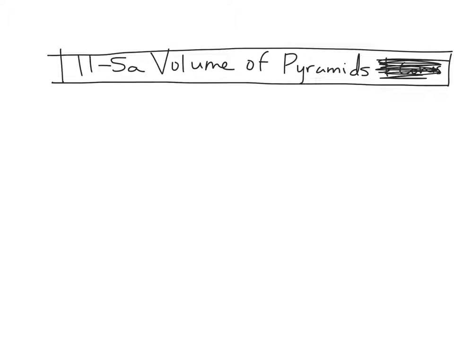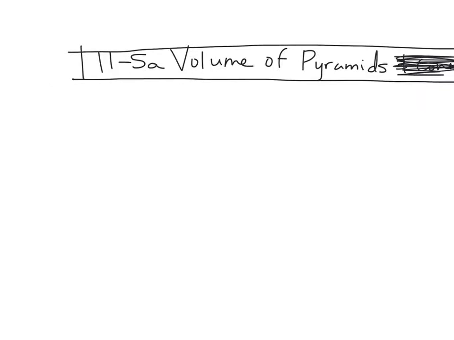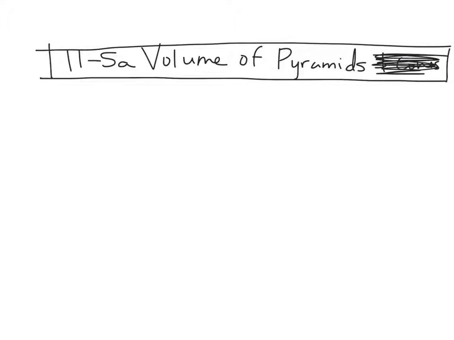Okay, so volume of a pyramid. The volume formula is related to the volume of a prism. But a pyramid is a portion of a prism, essentially. If you took a rectangular prism, you could cut a pyramid out of that with the same base, right? So the formula is actually 1/3 the formula of a prism. So 1/3 BH is your pyramid formula. Same base, same height, it's 1/3 of the actual prism itself.